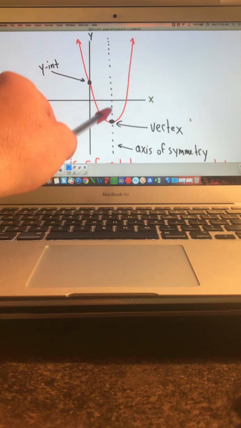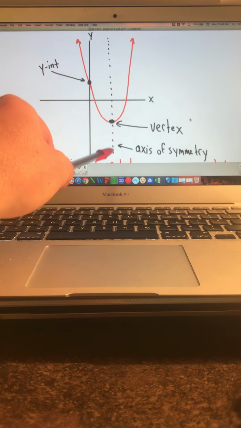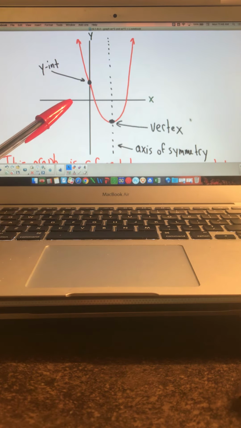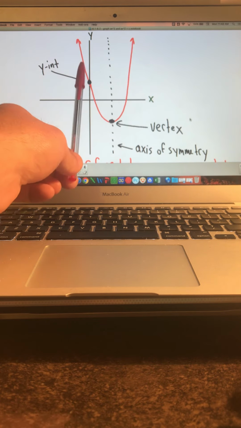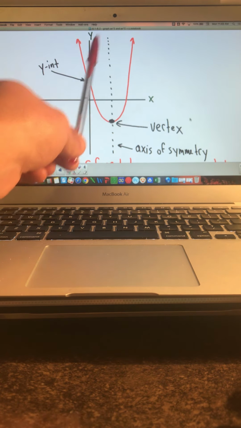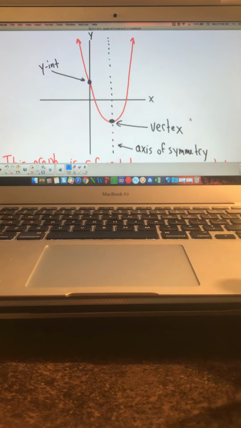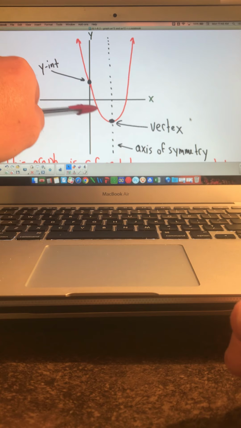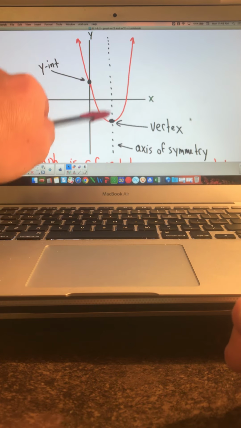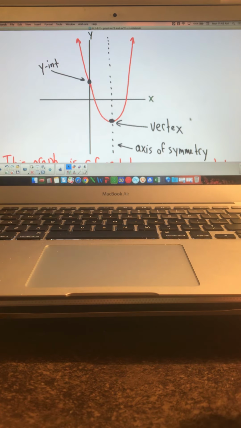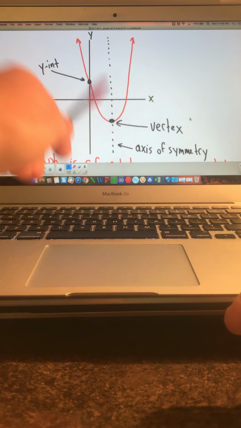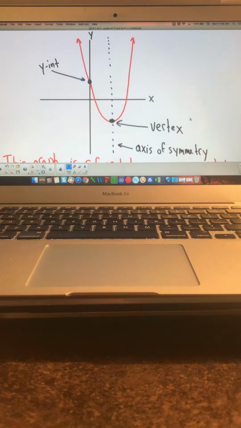The imaginary line: this is a line we're not going to draw on the graph. But if you notice, the graph mirrors each side. This side of the graph is doing the same thing as the other side of the graph. There is symmetry on both sides. So we refer to this line as the axis of symmetry. It cuts the graph right in half, right down the middle, right through the vertex.